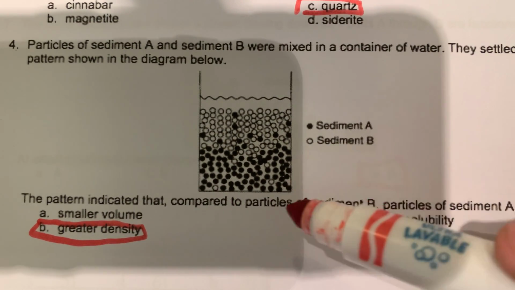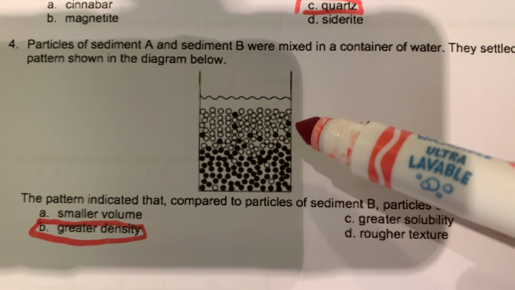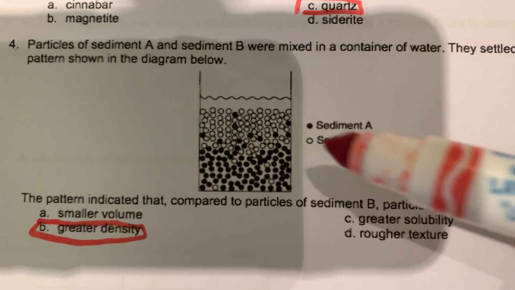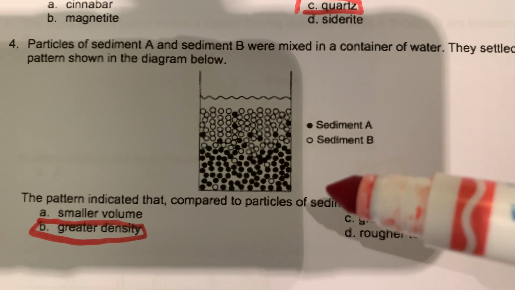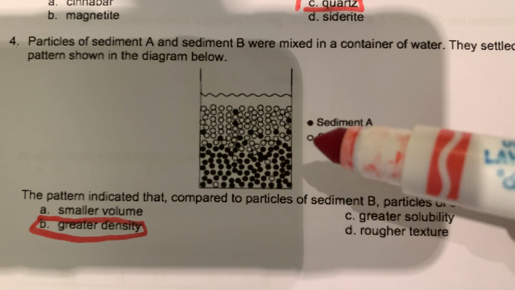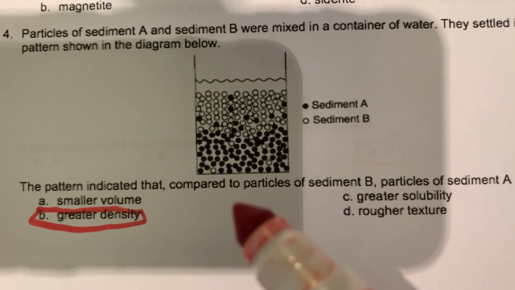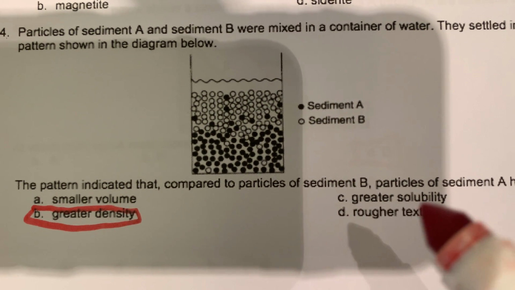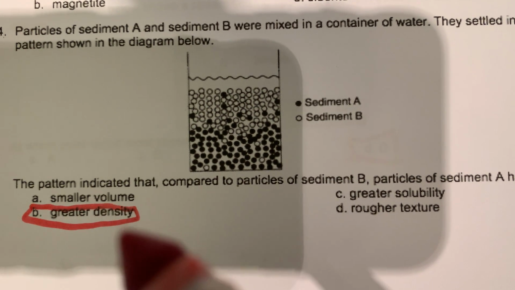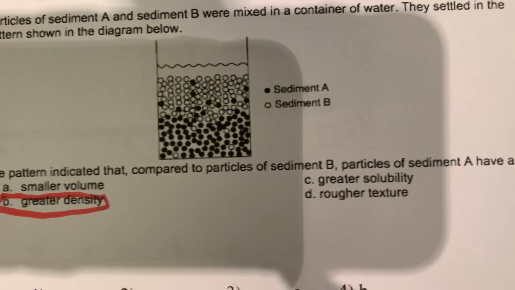So here we see most of the colored in particles are at the bottom, and most of the not colored in particles are at the top. This looks very much like a density tower because it is. So we could assume the particles at the bottom must be more dense than the particles up top. The question says the pattern indicated that compared to the particles of sediment B, particles A, the shaded in ones, have greater density. Particles of sediment A have a greater density.